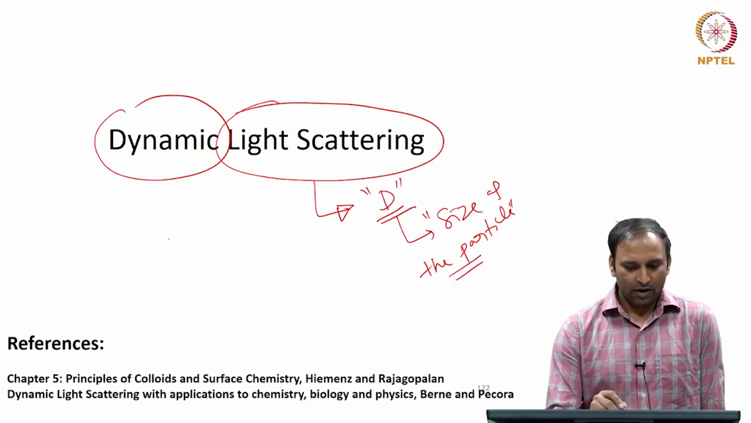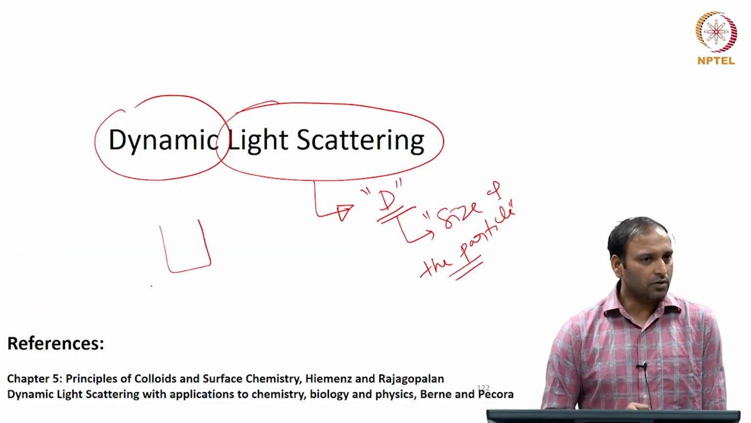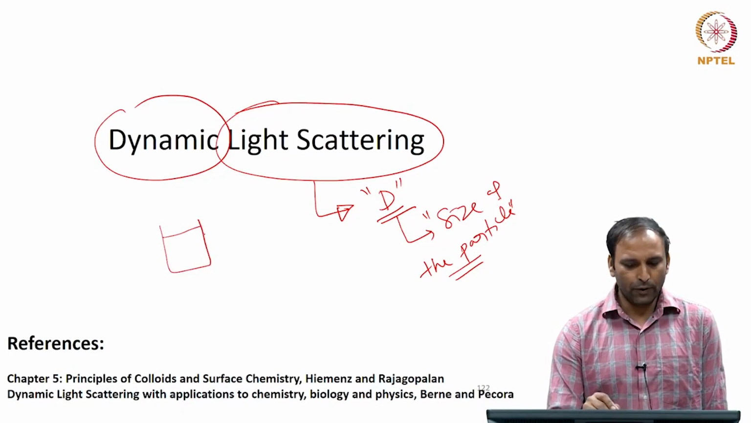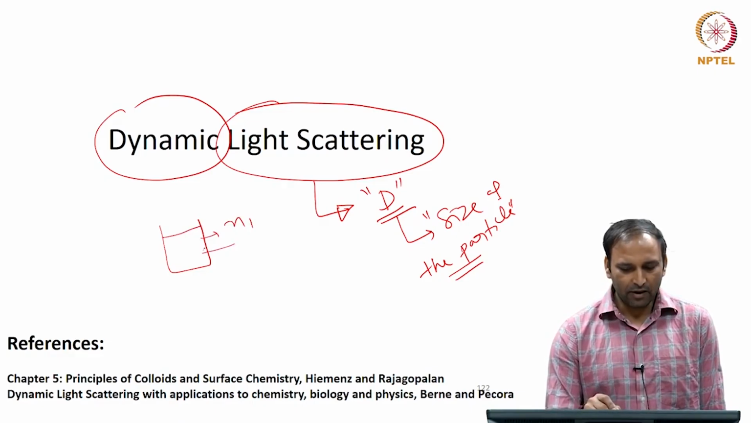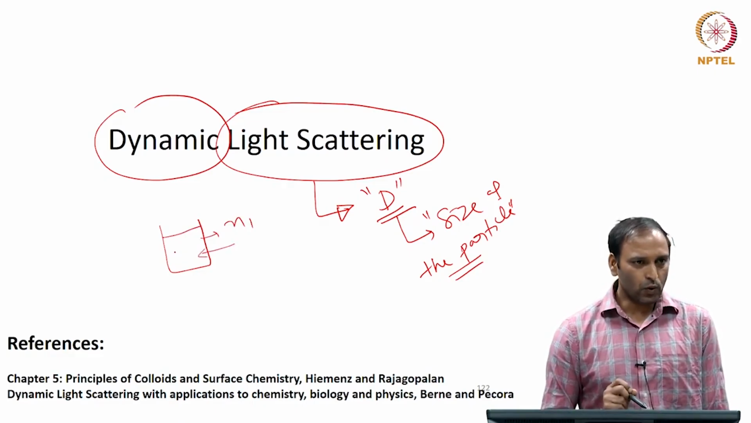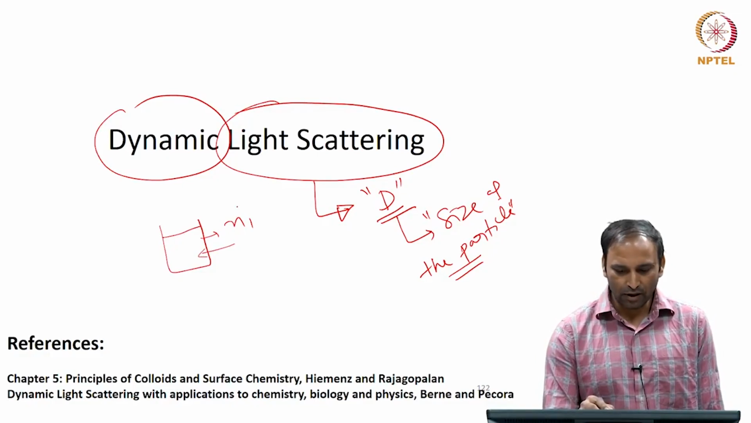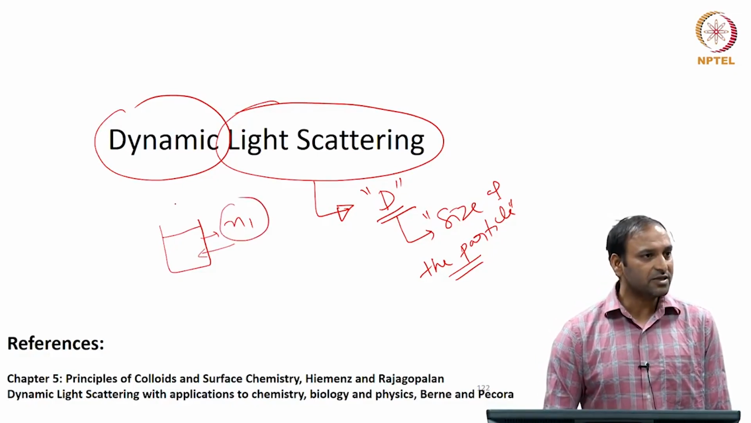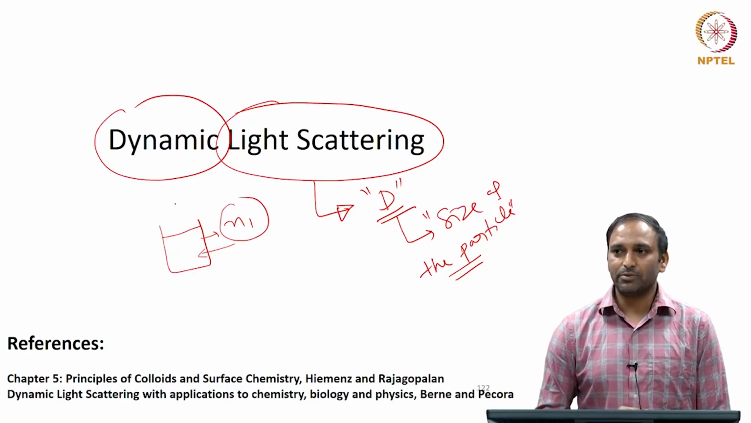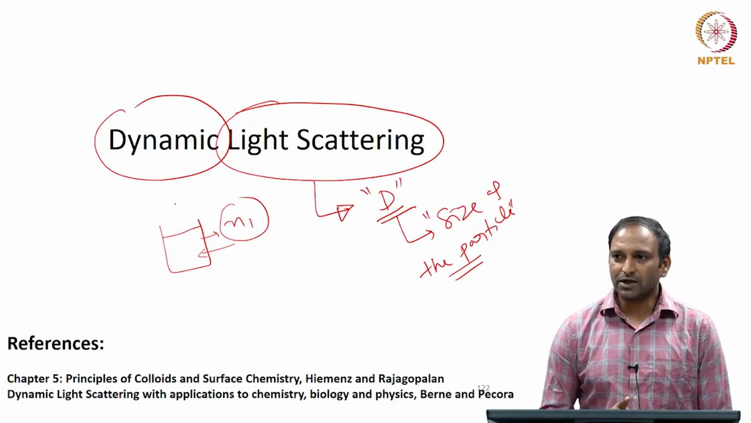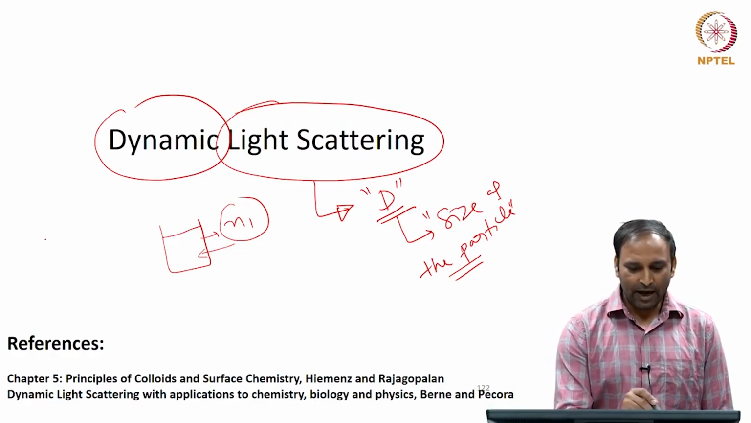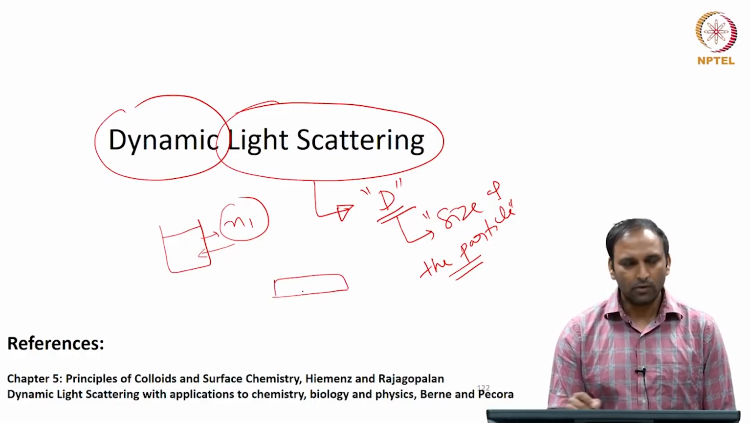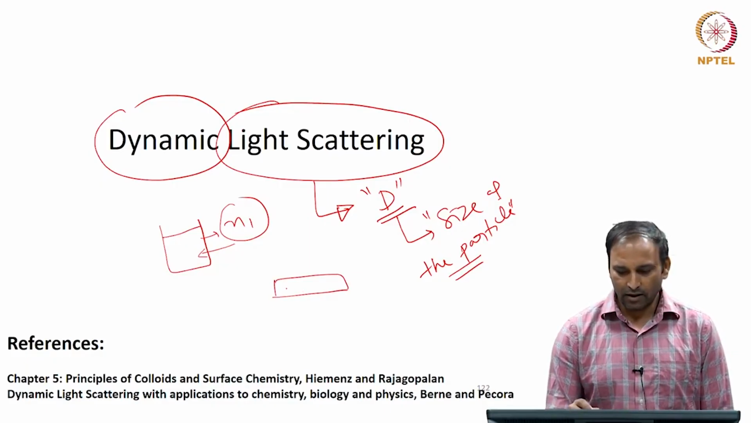So if I want to do dynamic light scattering measurements, and I have a fluid which has a refractive index n1, and a dispersed species whose refractive index is very close to that of the medium itself, then you can't do scattering experiments. The same thing is true for microscopy as well. When you are doing microscopy experiments with a solution, you can do these experiments.